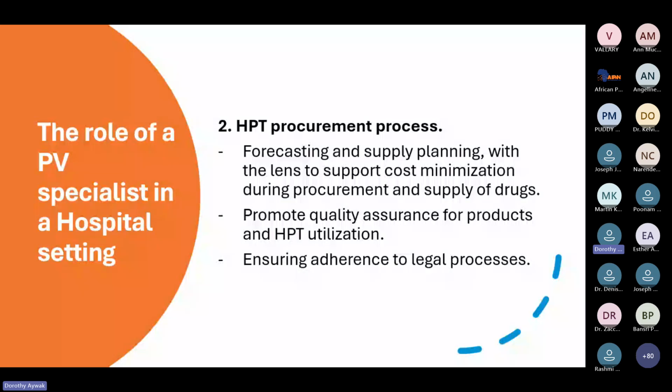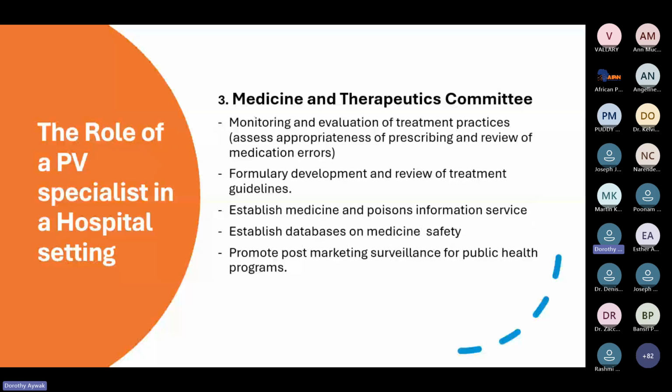Then also within hospitals, you tend to find a number of hospitals have medicine and therapeutics committees. Here you are able to monitor and evaluate treatment practices. You can also review the appropriateness of prescribing in your area, review medication errors, participate in formulary development, or even review guidelines. You can also establish services, such as poison information services, maintain databases for medicine safety, and support post-market surveillance, not only for public health programs, but for any products that you have within your facility.